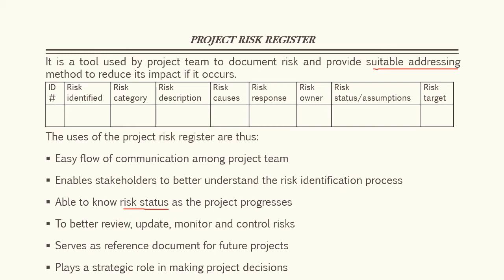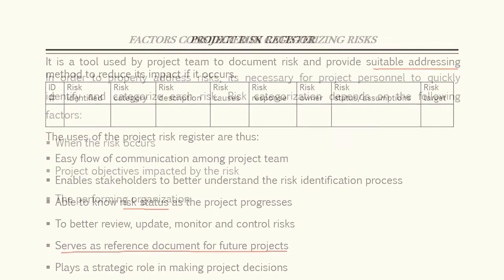Remember, as I was saying just now, that when you are identifying risk, you'll have to go back again and review previous project documents. So once you have done this identification process in this particular project, it will serve as a reference or as a repository for subsequent projects. It plays a strategic role in making project decisions. Of course, once you have been able to identify this risk and this risk has been analyzed, then management is in a better position to make a decision on this particular risk.